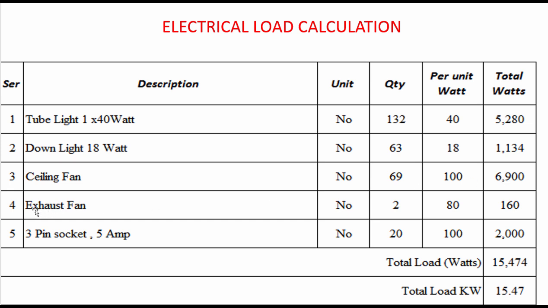Now we see exhaust fans. We have two exhaust fans, and each uses 80 watts per unit. So we multiply them, and it is 160 total. Then 3-pin socket 5 ampere, and their quantity is 20, and they use 100 watts per unit. So their total watts are 2000.